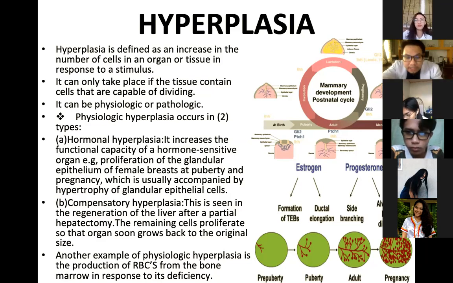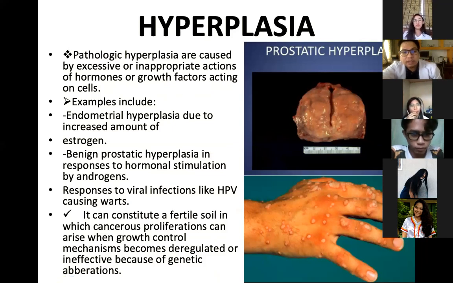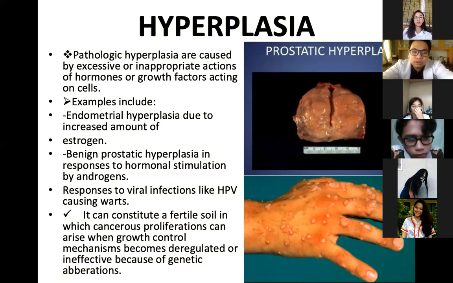So for physiologic, hyperplasia is also the production of RBCs from bone marrow in response to a deficiency like anemia. For pathologic hyperplasia, class, it is caused by excessive or inappropriate actions of hormones or growth factors acting on cells. Okay. For example, endometrial hyperplasia due to increased amount of estrogen. Okay. Usually, class, hormonal siya, pero walang stimulus. Sa ibang level, class, hyperplasia can lead to cancer.